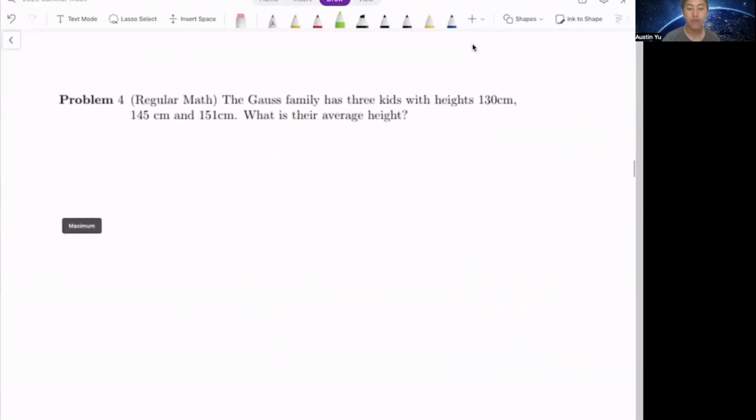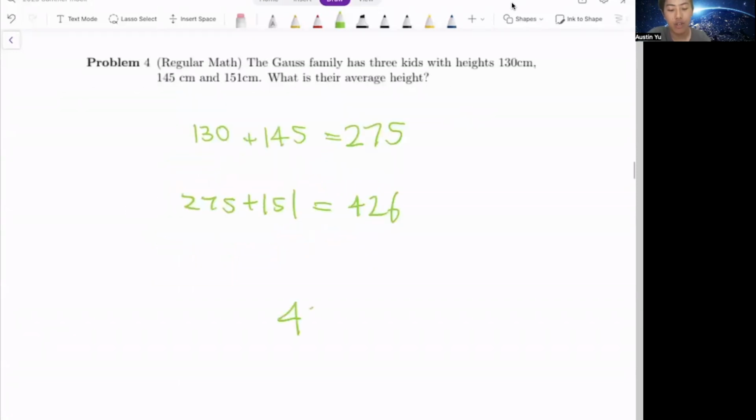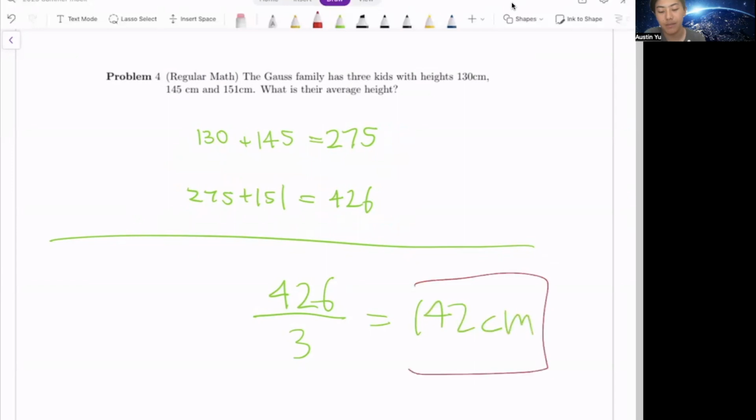Problem 4. The Gauss family has 3 kids with heights 130 centimeters, 145 centimeters, and 151 centimeters. What is their average height? Like the similar question above, we can just add up these heights all together. 130 plus 145 equals 275. And then 275 plus 151, we can quickly get 426 centimeters. So their accumulated height is 426. However, we need to divide this by their number of kids, which is 3. Dividing this by 3, we get that their average height is 142 centimeters. So that is your answer for problem 4.